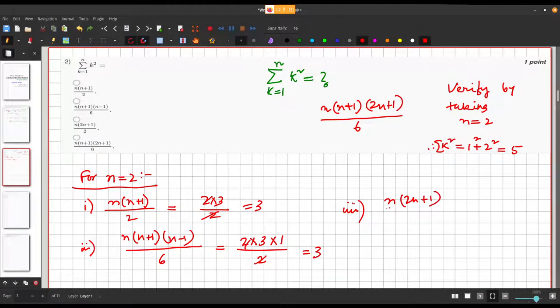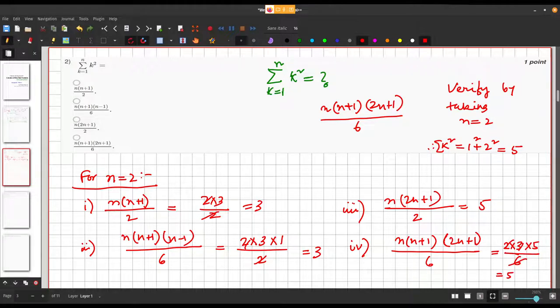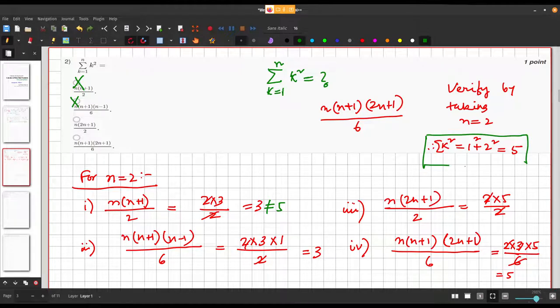n times 2n plus 1 by 2 becomes 5, and this also becomes 5. So this is 2 times 3 times 5 over 6. So this also becomes 5, and this is 2 times 5 over 2. This also becomes 5. So we can see that automatically these two are incorrect. Only these two are left. So this is not equal to 5, which should be the answer. And this is also not equal to 5, which should be the answer.